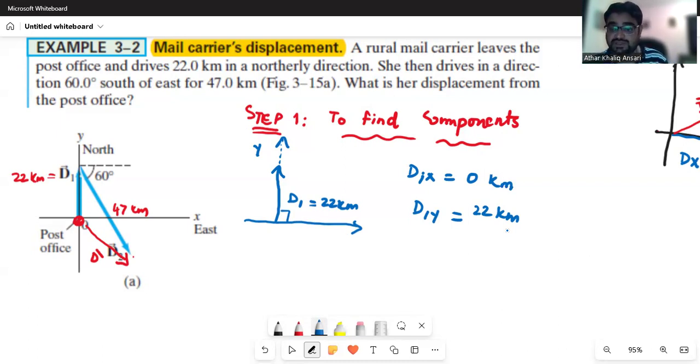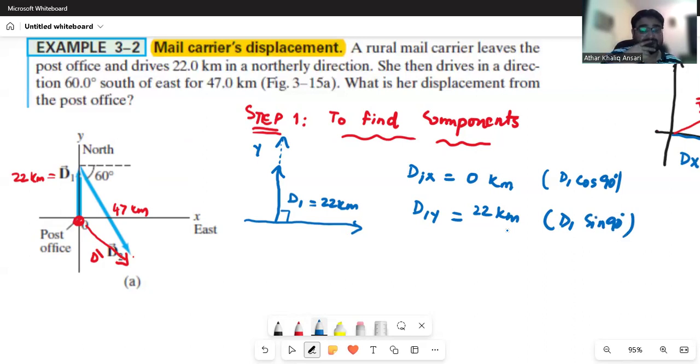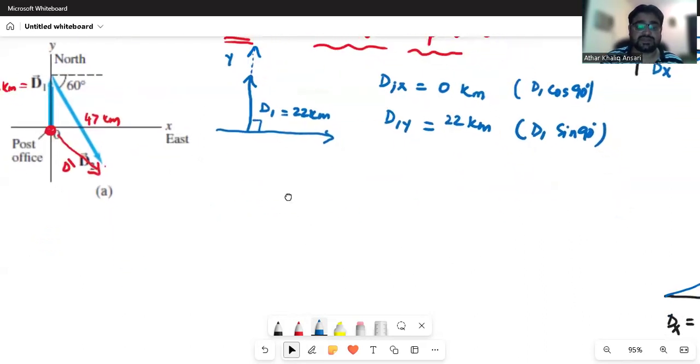So I'm just writing this for your reference. If you want to use it, D1x is D1 cosine 90 degree because it is making 90 degree with this, and D1y is D1 sine 90 degree. So I just found the two components of the first vector. Now getting back to the second vector.